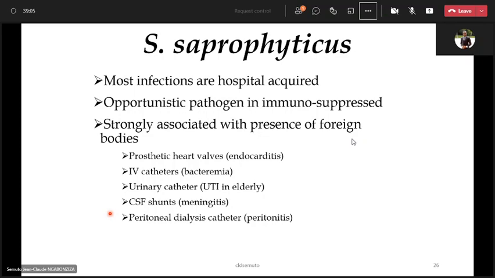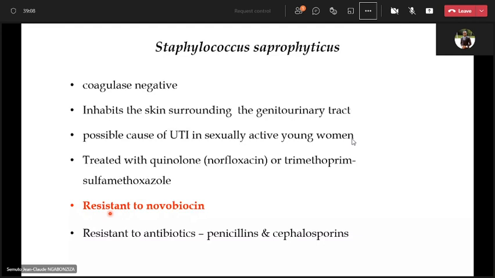It is coagulase negative as previous, and inhabits the skin surrounding the genitourinary tract. It can cause UTI, urinary tract infection, mostly in young, sexually active women, as it inhabits the area surrounding the genitourinary tract. It can be treated with a quinolone like norfloxacin, and it is always resistant to novobiocin, which allows its differentiation from the previous ones. It is also, as previous, resistant to antibiotics like penicillin and cephalosporins.